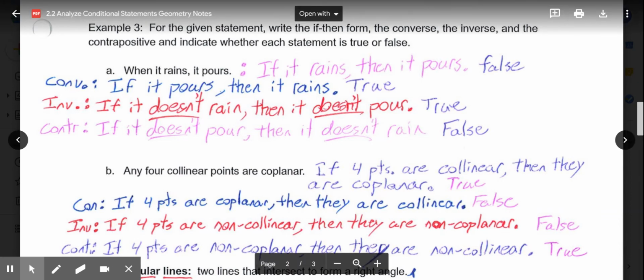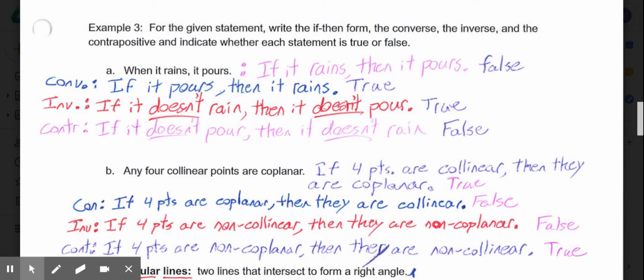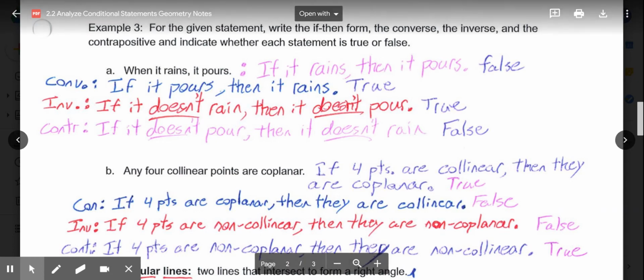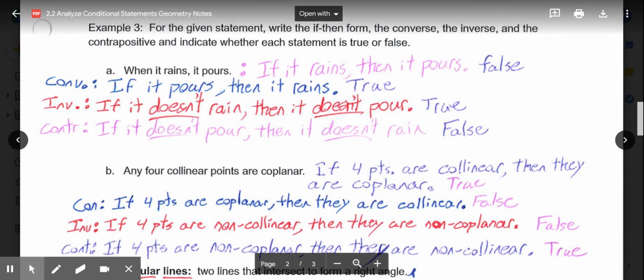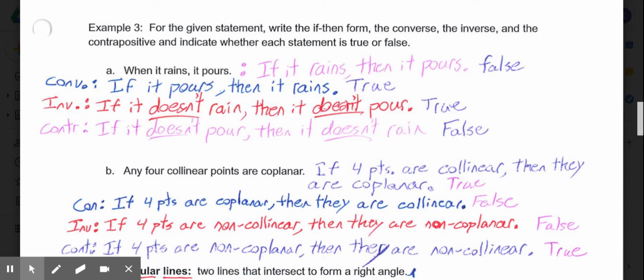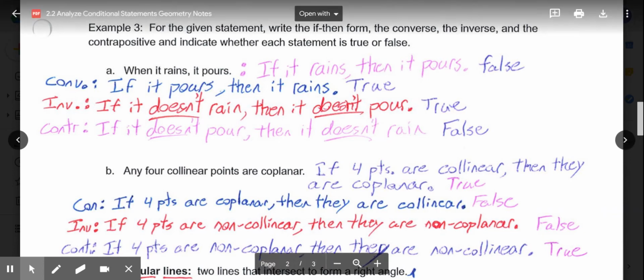So in A, we're taking when it rains, it pours, first writing it as an if-then conditional. If it rains, then it pours. That's false, because we have plenty of types of rain where it's not pouring. A mist, a sprinkle, a light shower. The converse, if it pours, then it rains. That's true, because in order for it to be pouring out, it first has to be raining.